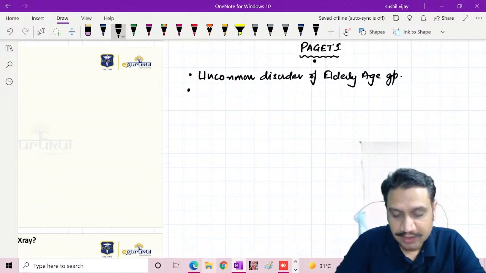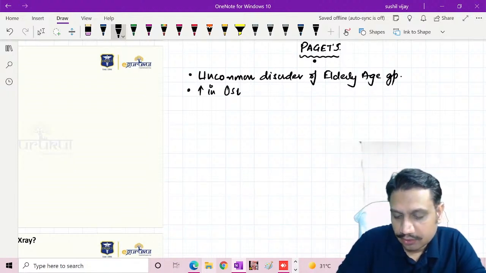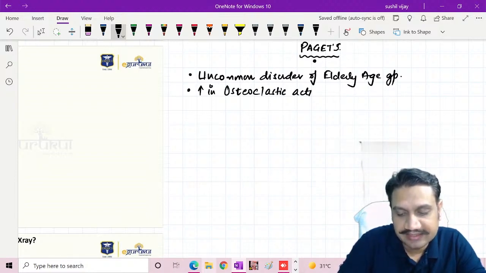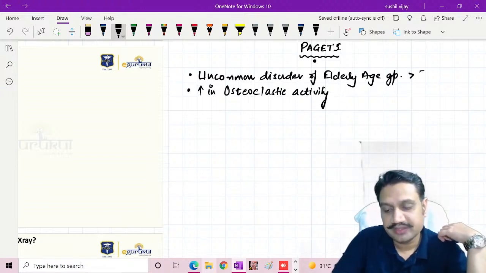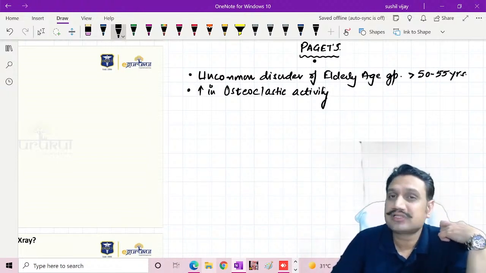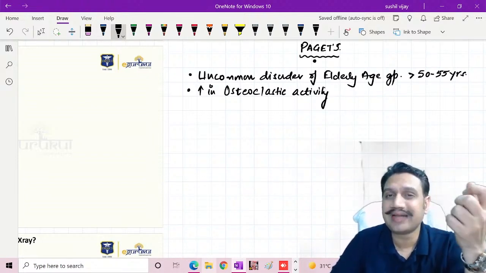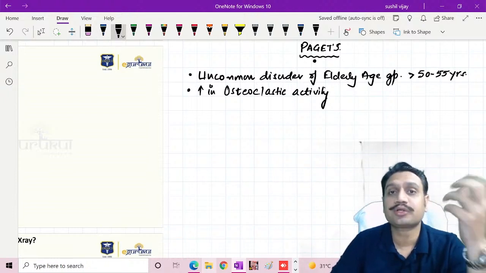How does it happen? What we see in Paget's disease is an increase in osteoclastic activity. Why this happens, we don't know. In Paget's disease, elderly age group means it is usually seen after 50 or 55 years of age. It is not seen in a child. What happens is, for some unknown reason, after some viral infections or some inciting factors, there is an increase in osteoclastic activity.